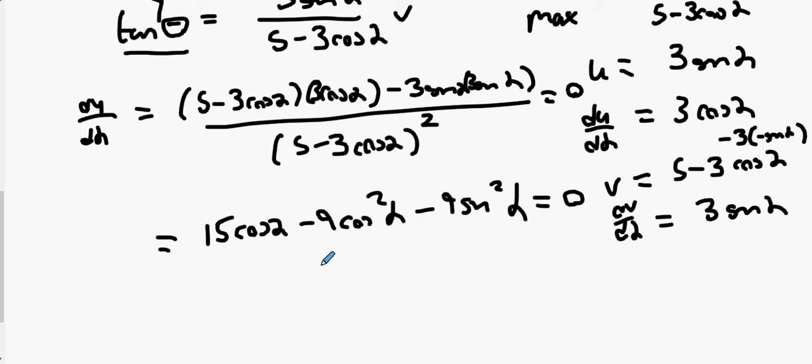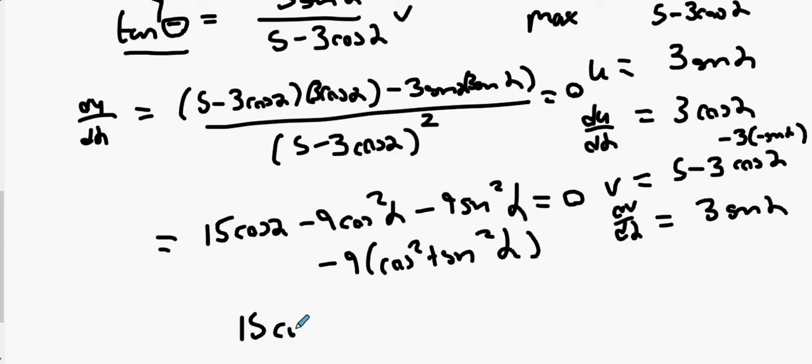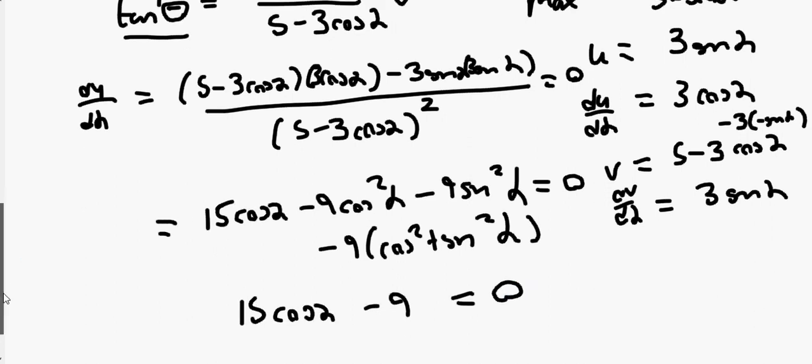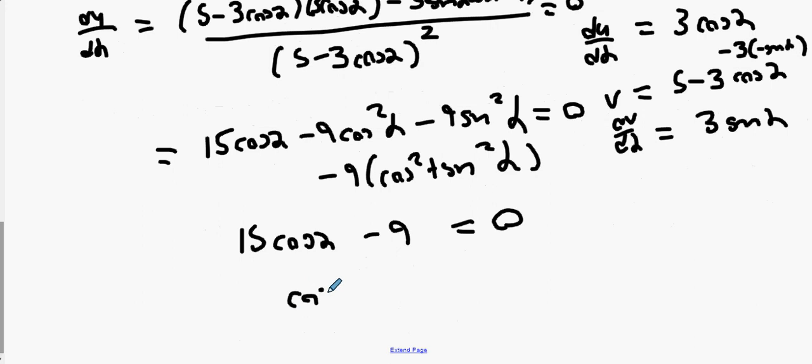What do we know about this part here? Cos squared alpha plus sine squared alpha equals 1. So now it's 15 cos alpha minus 9 equals 0. Then after that, cos alpha equals 9 over 15, which is 3 over 5. And this means, alright, so you're here.